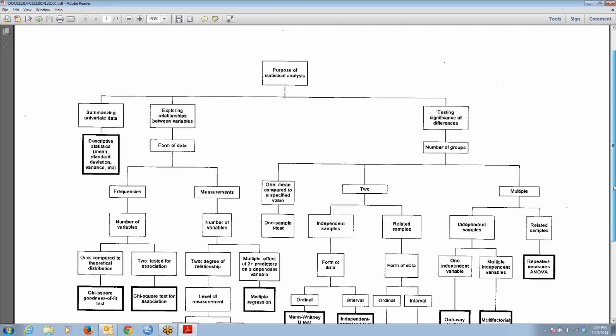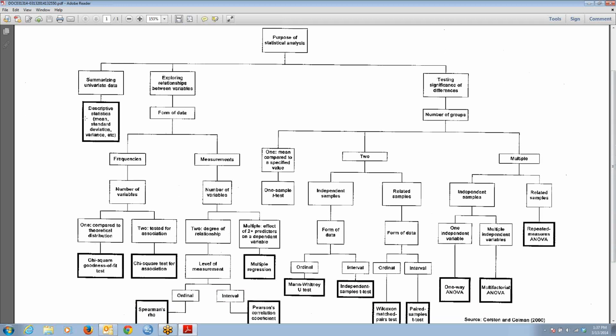Now, I'm going to skip the summarizing univariate data and descriptive statistics because we did that last week. So I'm then going to just launch into exploring relationships between variables. Now, remember when we started this course, I had you guys learn levels of measurement. And basically, I wanted you to know the difference between nominal, ordinal, and interval ratio.